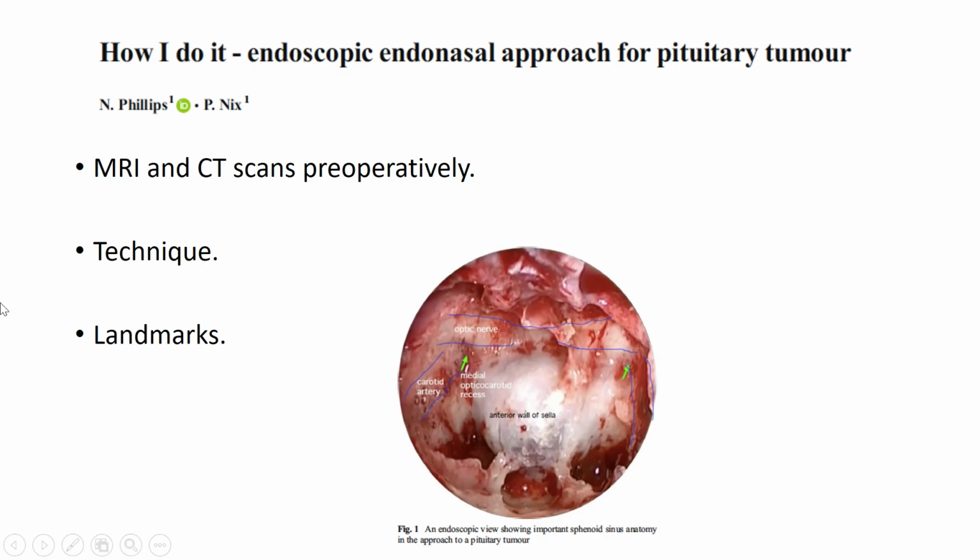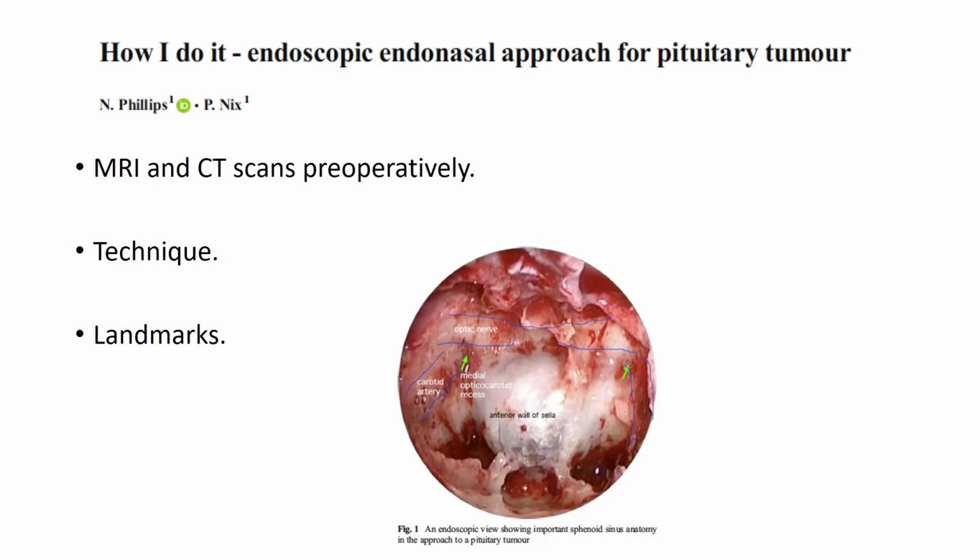So the imaging techniques that are needed are MRI and CT scans. So these will be performed pre-operatively, and they are mandatory to examine the size of the tumor in this case. Also the paranasal sinuses are assessed to see if there is any variation, the sphenoid sinus, and to see if there's any nasal deformity, for example.